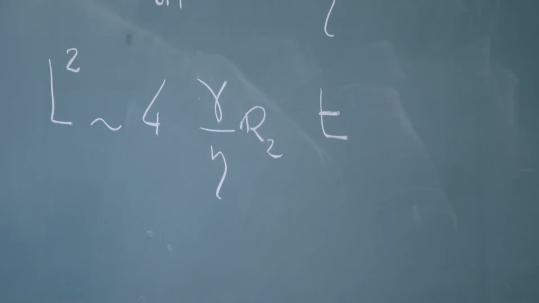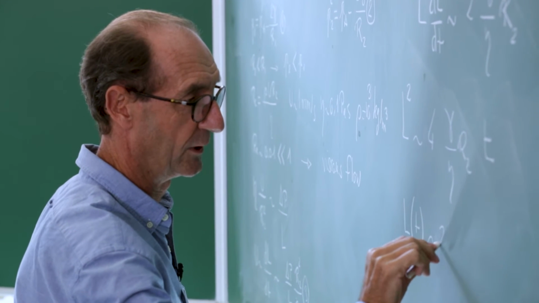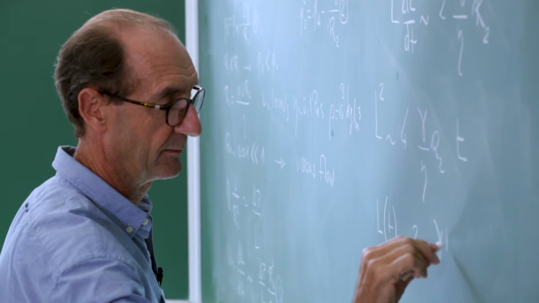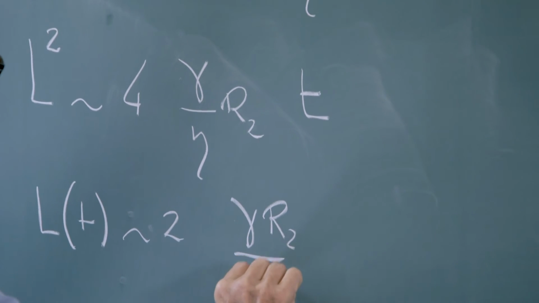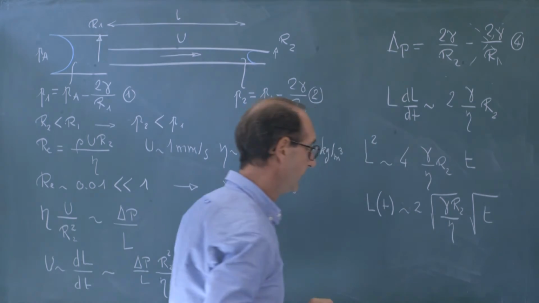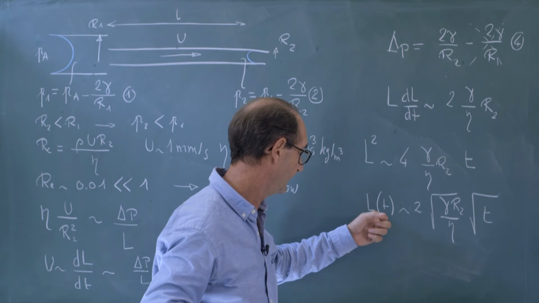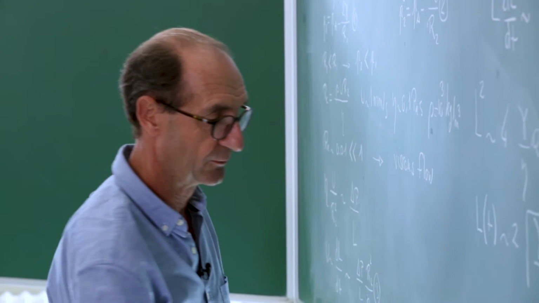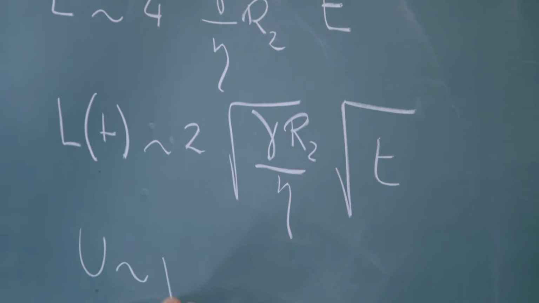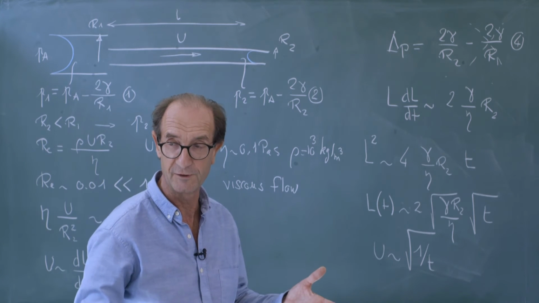Then I take the square root of this, and I get the variation of L as a function of time as twice the square root of gamma R2 divided by eta multiplied by the square root of time. And so I get the result that I've seen in the experiment, that the index of liquid proceeds more and more slowly as time proceeds, because if I take the derivative of this with respect to time, I get u, which is going to be proportional to the square root of the inverse of time. So as time proceeds, the velocity decreases.